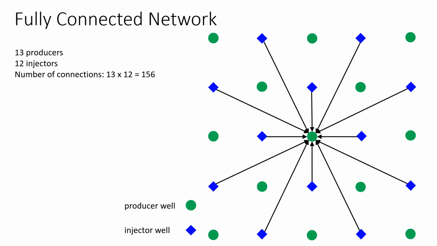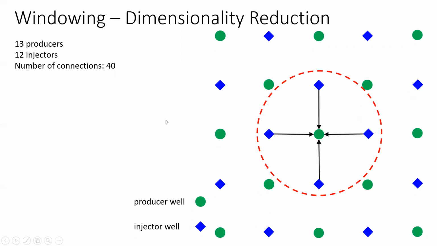apply the dimensionality reduction technique called the windowing technique, which is what we are going to show here, which is essentially you select the wells that are within a certain window or that follow a certain criteria. So here we are, for example, just using the Euclidean distance in a way that we essentially just select the adjacent injectors to a given producer. Okay, so instead of having 156 connections, we have only 40 connections.